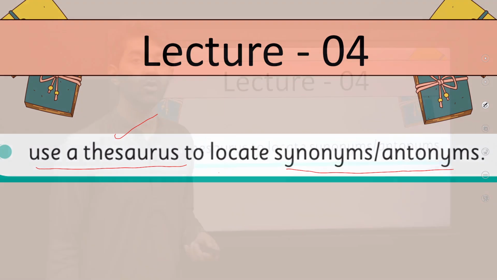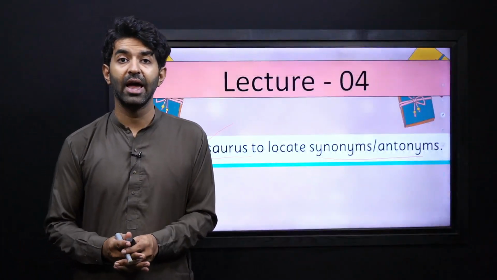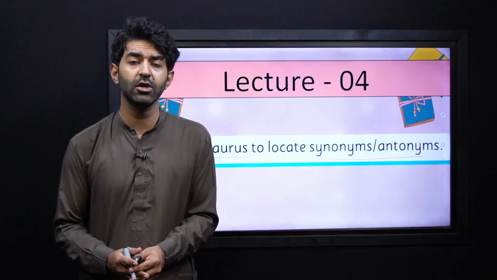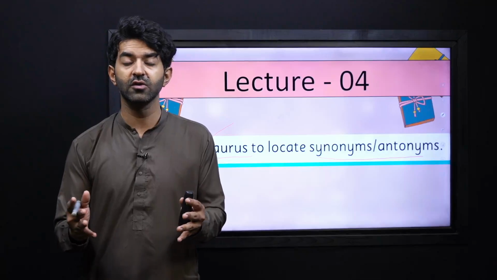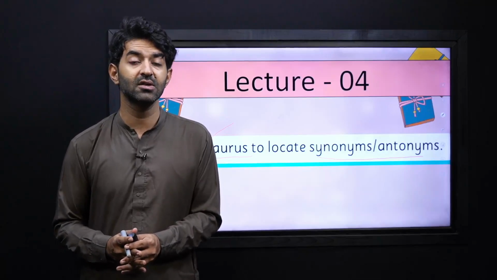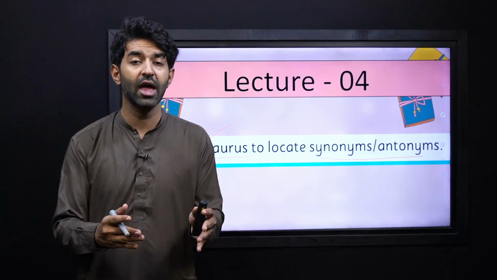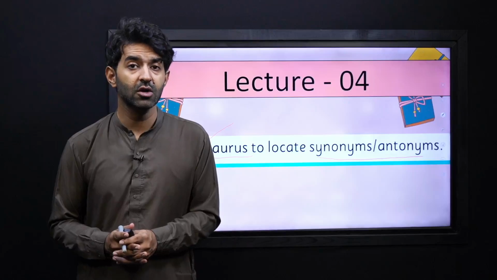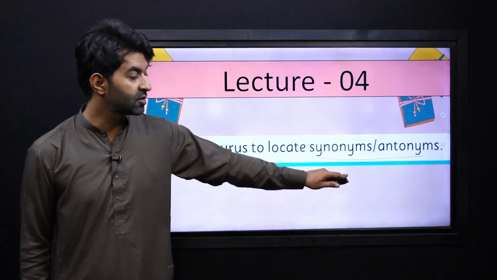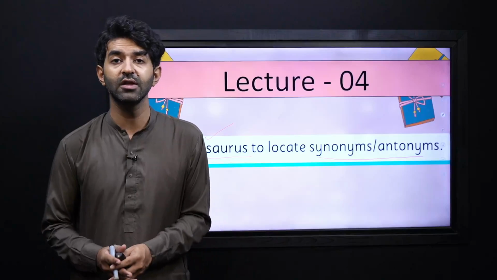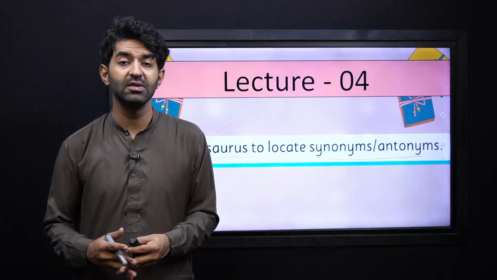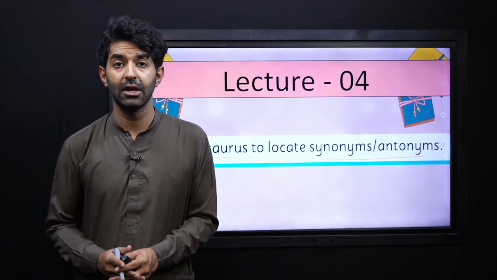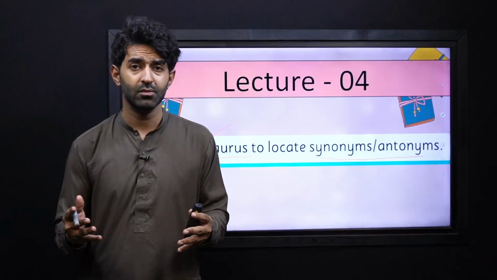Now, we know that words have different categories, different types. There are a lot of different words in the English language. We will be using a thesaurus, which is like a dictionary, but it tells us about the similar words and the opposite words. So we will be seeing a thesaurus to locate the synonyms and antonyms. We will introduce these terminologies to you, and then we can see how we can learn the maximum synonyms and antonyms of English.